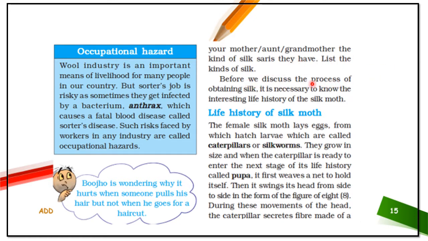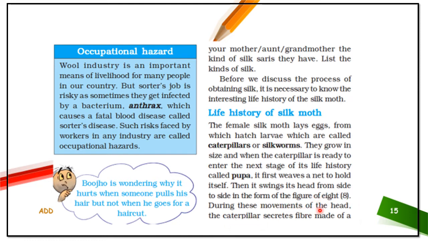Before we discuss the process of obtaining silk, it is necessary to know the interesting story, the life history of the silk moth. A female silk moth, please underline, lays eggs from which hatch larvae, which are called caterpillars or silkworms. They grow in size, and when the caterpillar is ready to enter the next stage of its life history, called the pupa, it first weaves a net to hold itself. Then it swings its head from side to side in the form of a figure of 8.